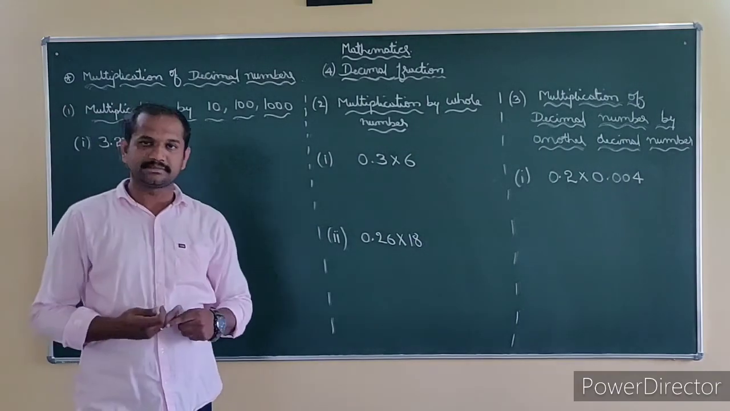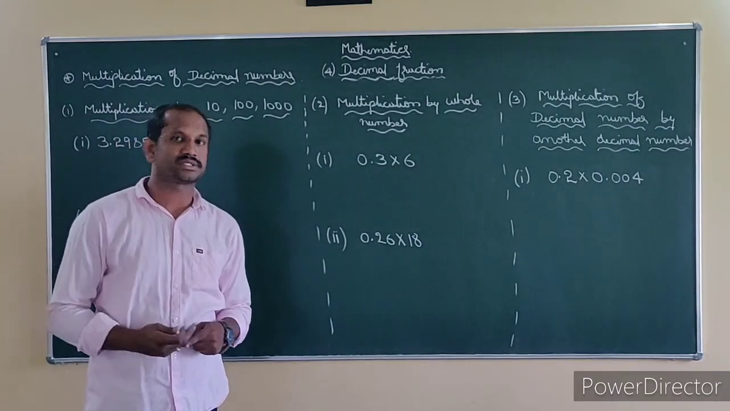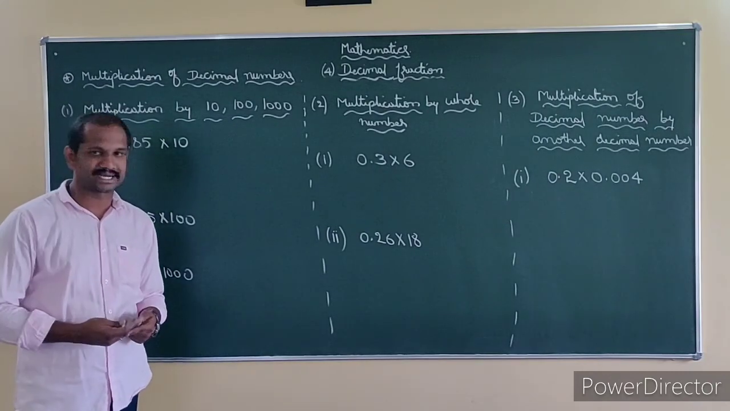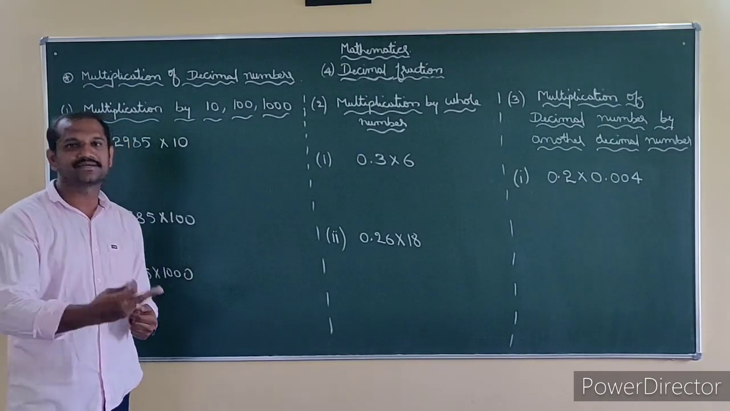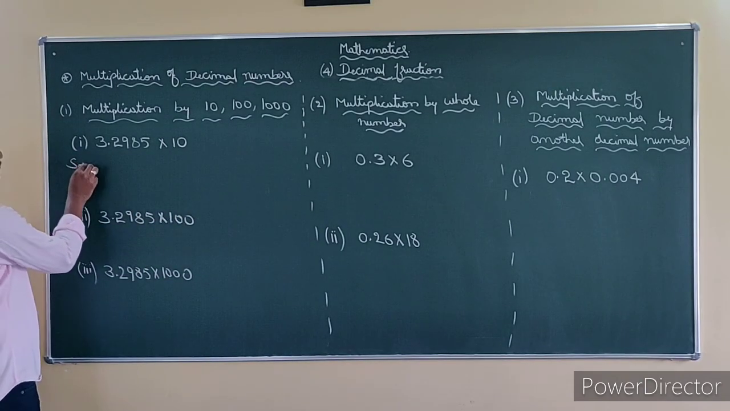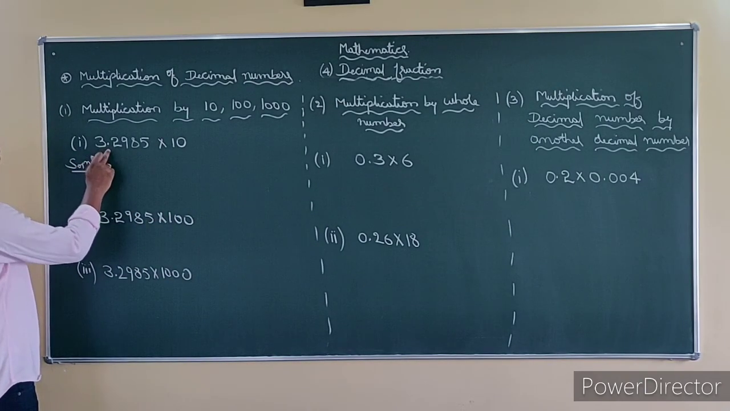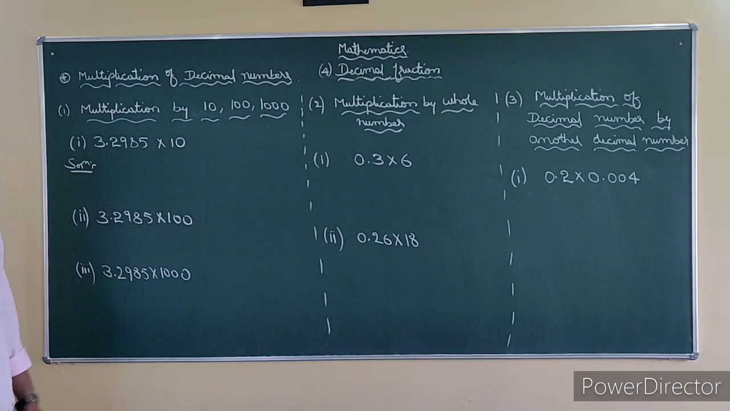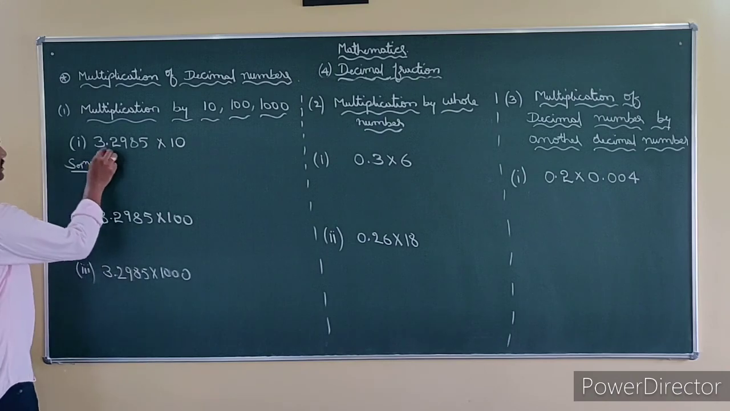First, I have taken multiplication by 10, 100, and 1000. When you are multiplying numbers by 10, 100, and 1000, how can we do this? This is a very simple one you have done right from your third standard; these are the basics we have learned. So when we take 3.2985 into 10, this is very easy.